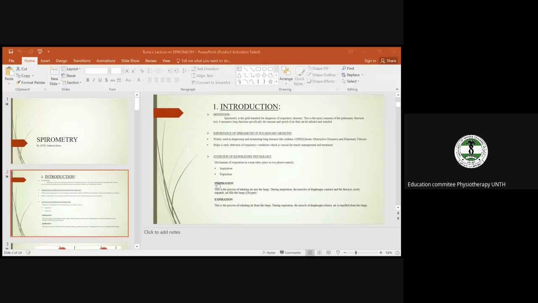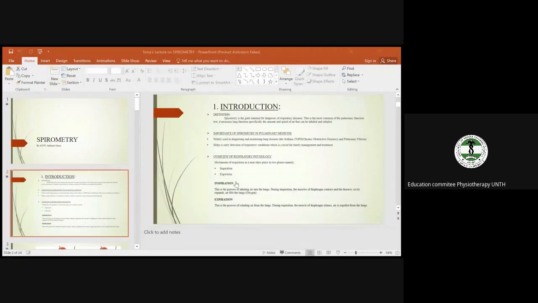Widely used in diagnosis and monitoring lung diseases like asthma, chronic obstructive pulmonary disease (COPD), and pulmonary fibrosis. Spirometry also helps in the early detection of respiratory conditions, which is crucial for timely management and treatment.